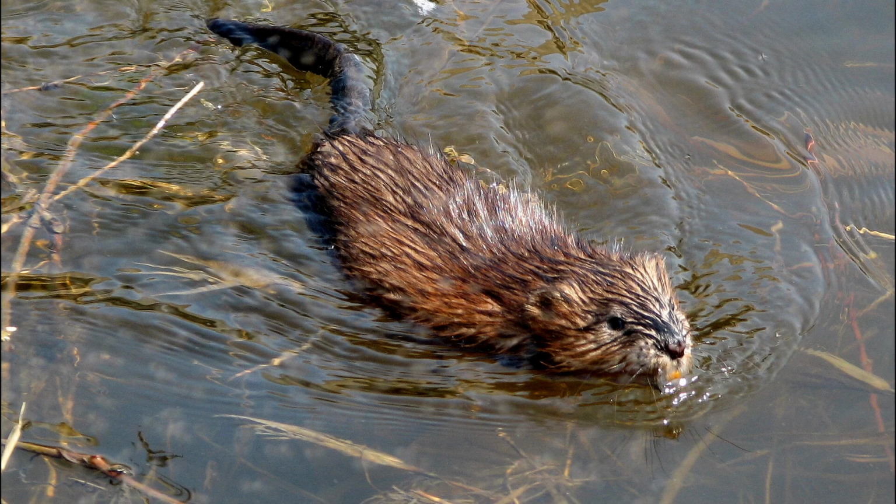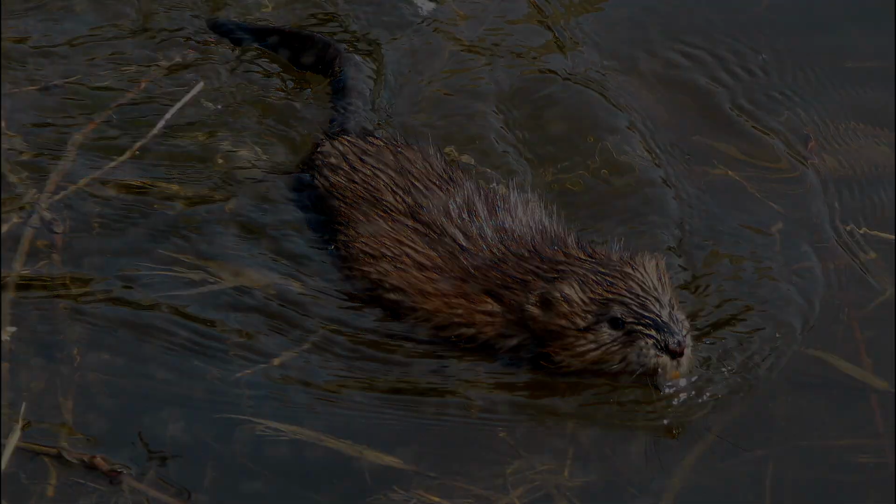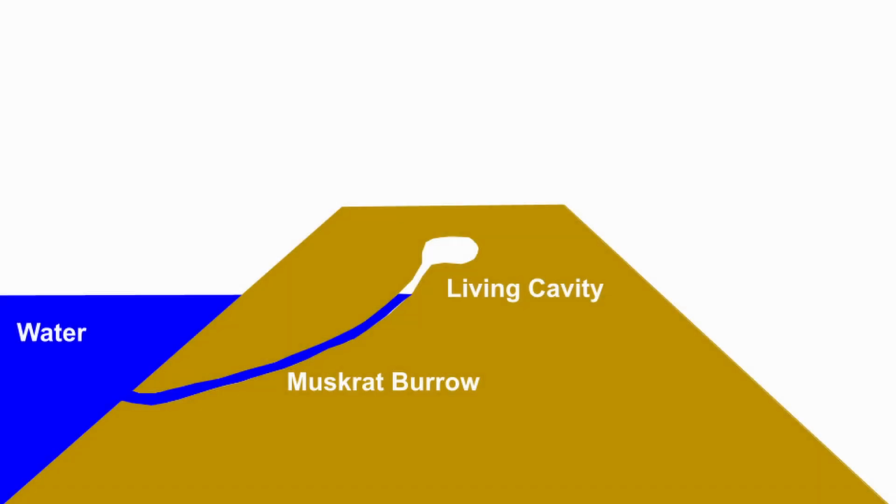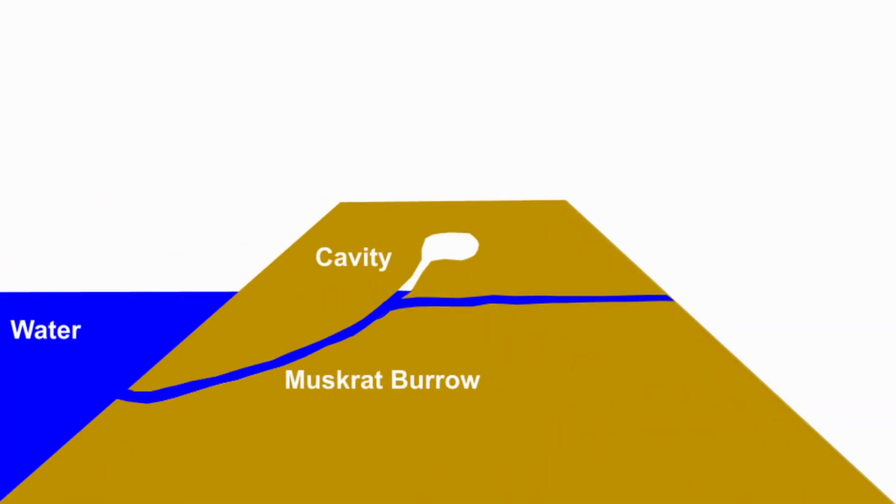This is a muskrat. They live in wetlands and ponds. The muskrat will burrow into a dam underwater and create a living cavity in the dam that is above the water level in the pond. Sometimes muskrats dig through a dam. When this happens, the water level in the wetland will go down, and in some cases, the dam will wash out.